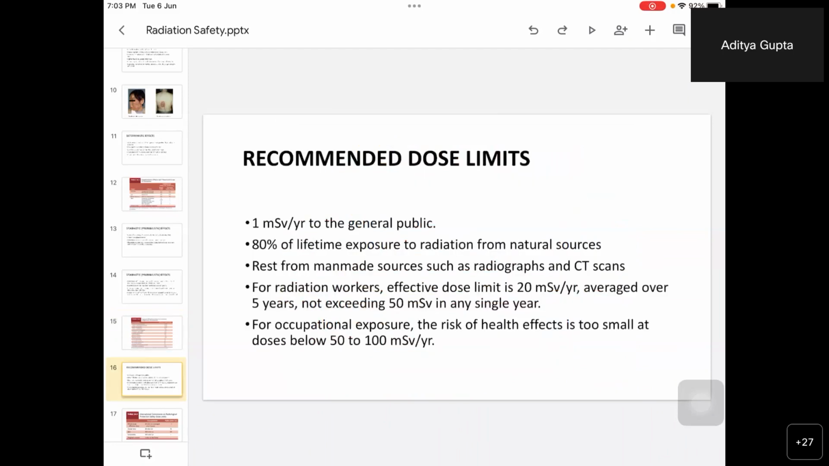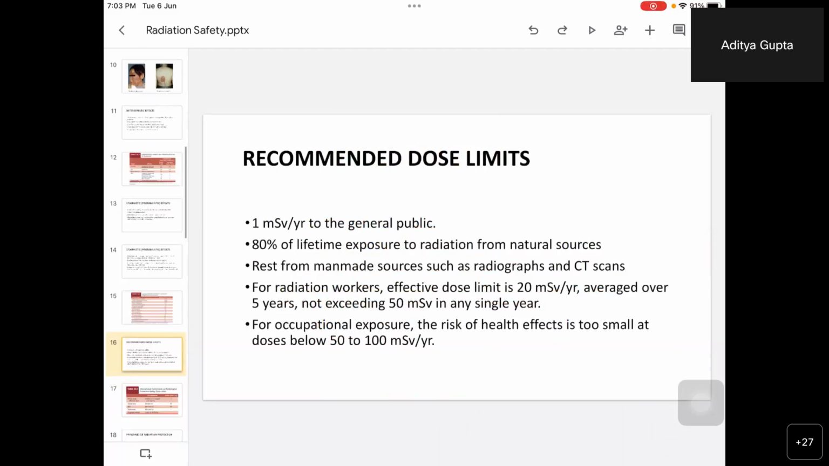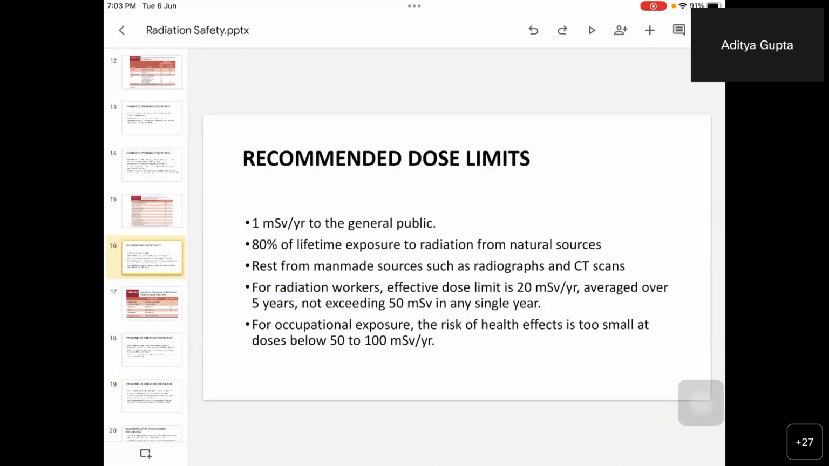Now the recommended dose limits. 1 millisievert per year is the recommended dose for the general public, and 80% of this exposure is from natural sources. The rest of the exposure is from man-made sources such as radiographs and CT scans. For occupational exposure, the dose is 20 millisievert per year, averaged over 5 years, not exceeding 50 millisievert in any single year. The risk of health effects is too small at doses below 50 to 100 millisievert.